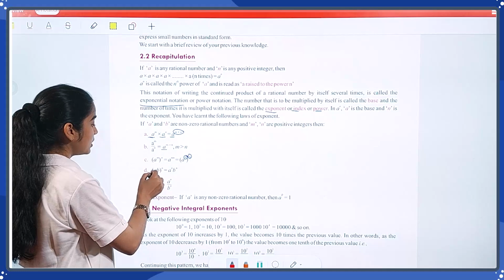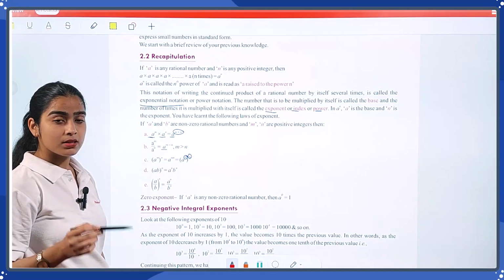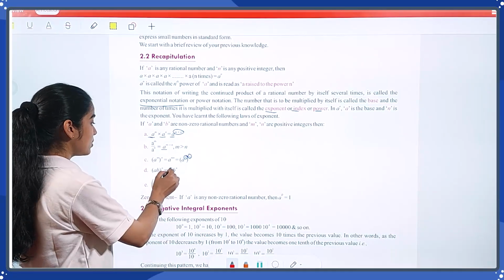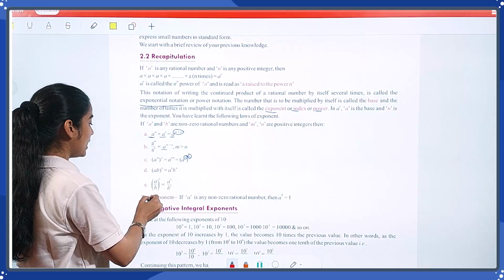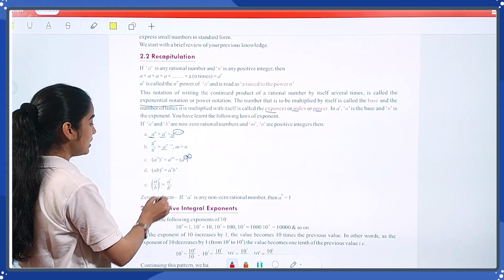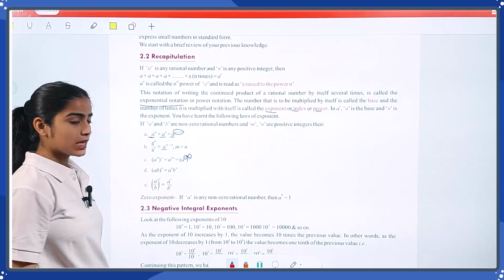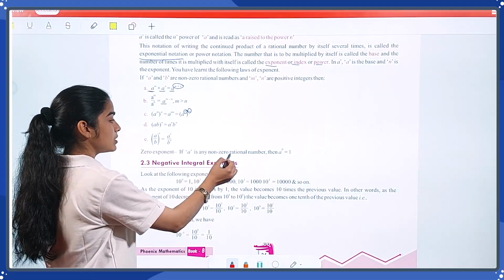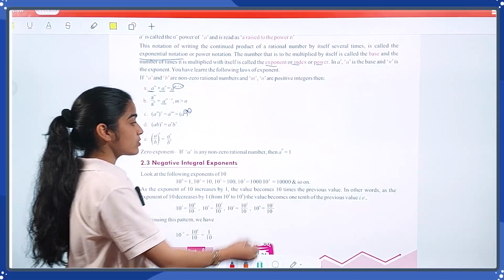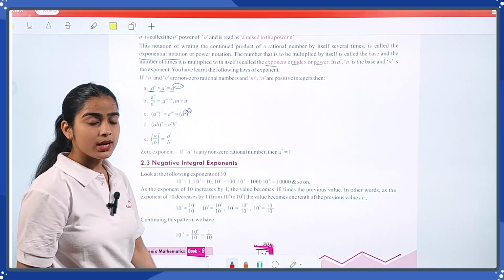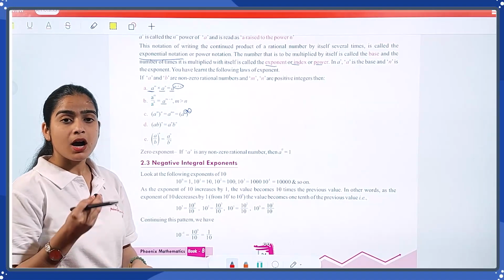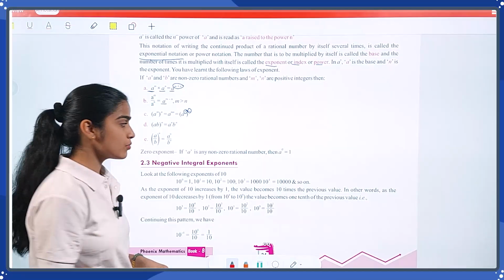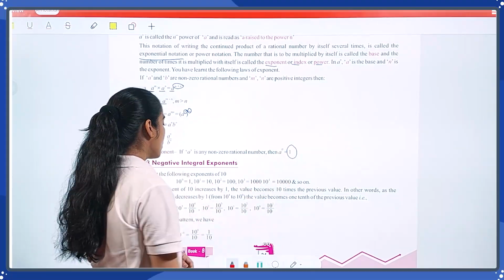Now a to the power m in the bracket to the power n. It means a and b both have the same power, which is n: a to the power n and b raised to power n. Now a by b to the power n in the bracket means both the numbers a and b have the same power. Zero exponents. If a is any non-zero rational number, then a raised to power 0 is equal to 1. If you see any number which has a power of 0, you have to simply take that value as 1.